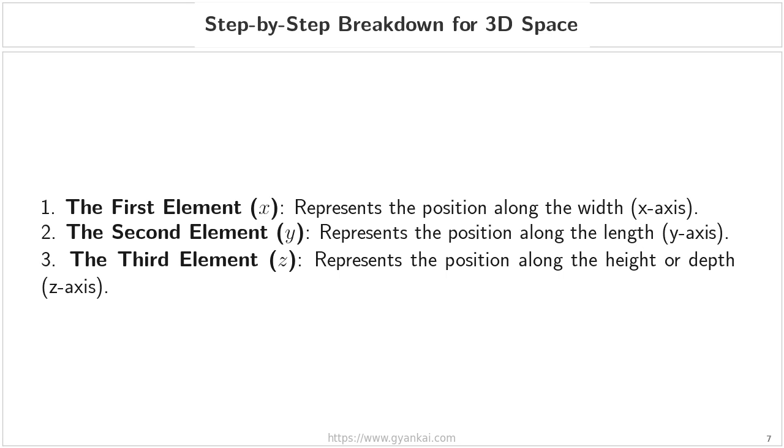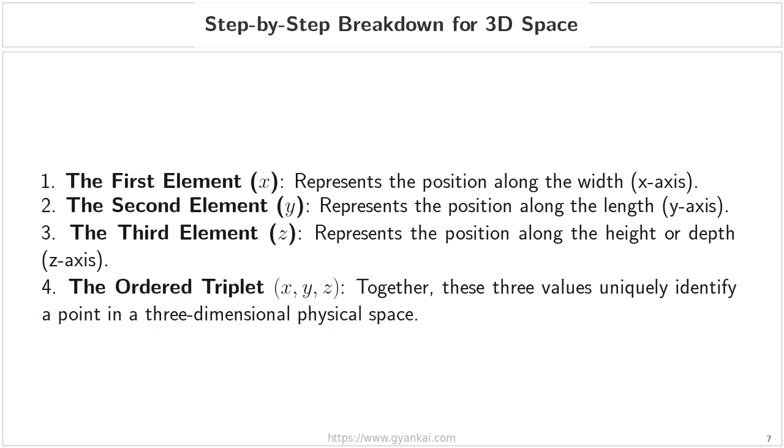But now we add a new dimension. The third element, z. This represents our position along the height or the depth, which we call the z-axis. When we combine all 3 of these values into what we call an ordered triplet, x, y, z, we create a unique identifier. Together, these 3 values allow us to pinpoint exactly one specific point within a 3-dimensional physical space. This is the foundation for the real-world example involving a drone's flight path that we will look at in the next slide.